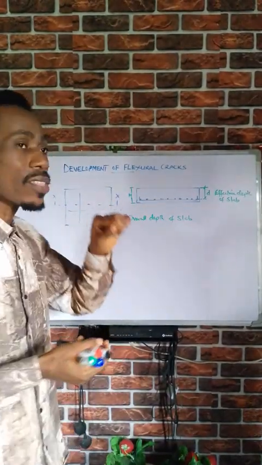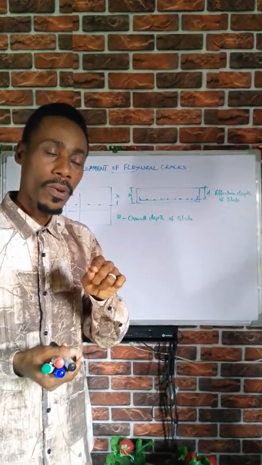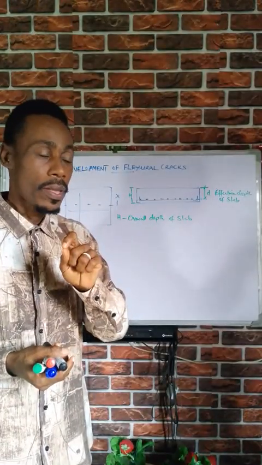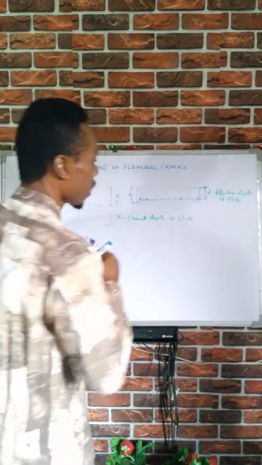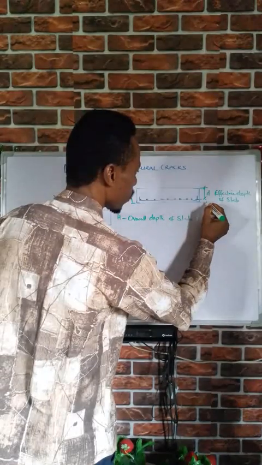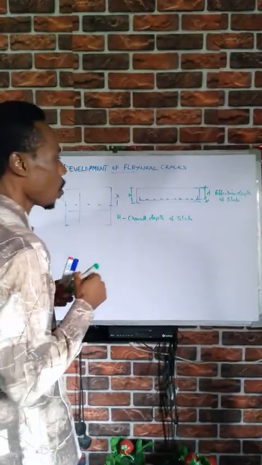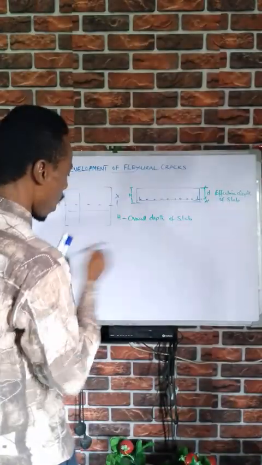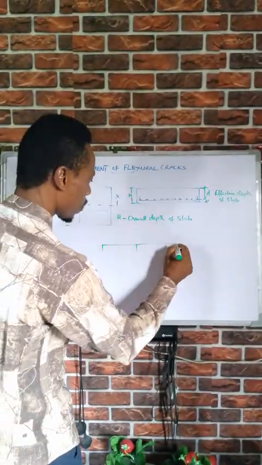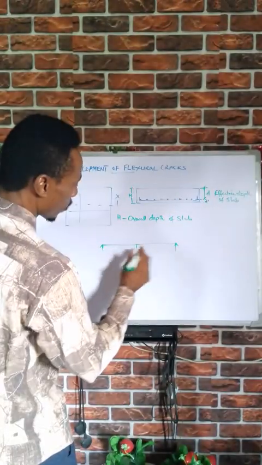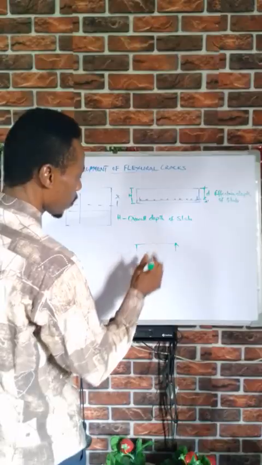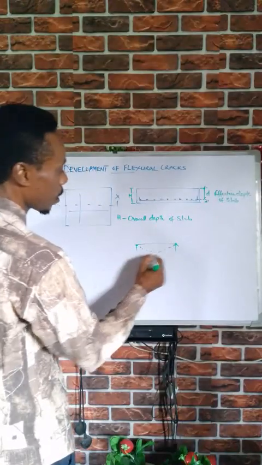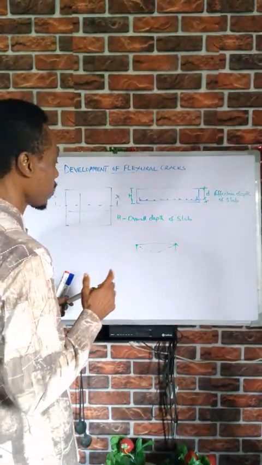Inside of this slab there is reinforcement, and you must understand the position of those reinforcements. From this point to this outer point is our d prime. Let's say we have a simply supported slab. Usually the maximum moment is at the midspan.